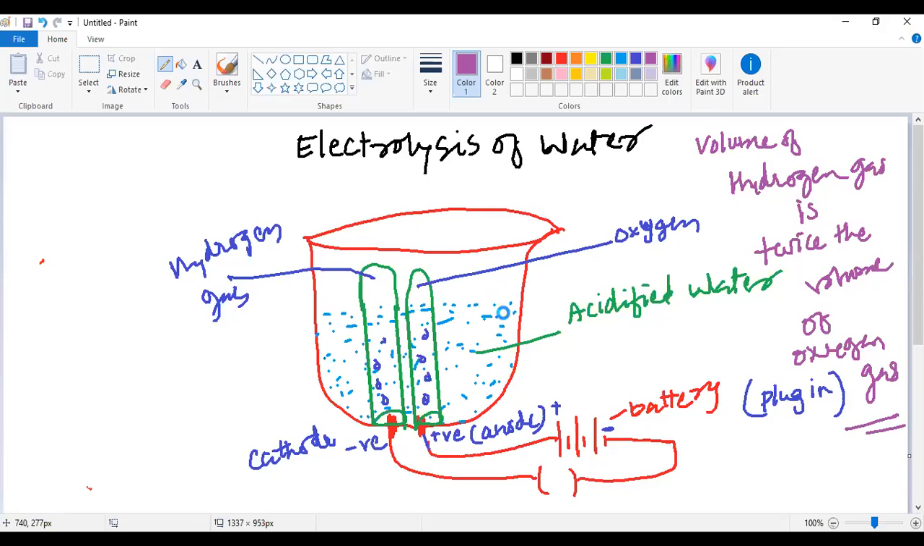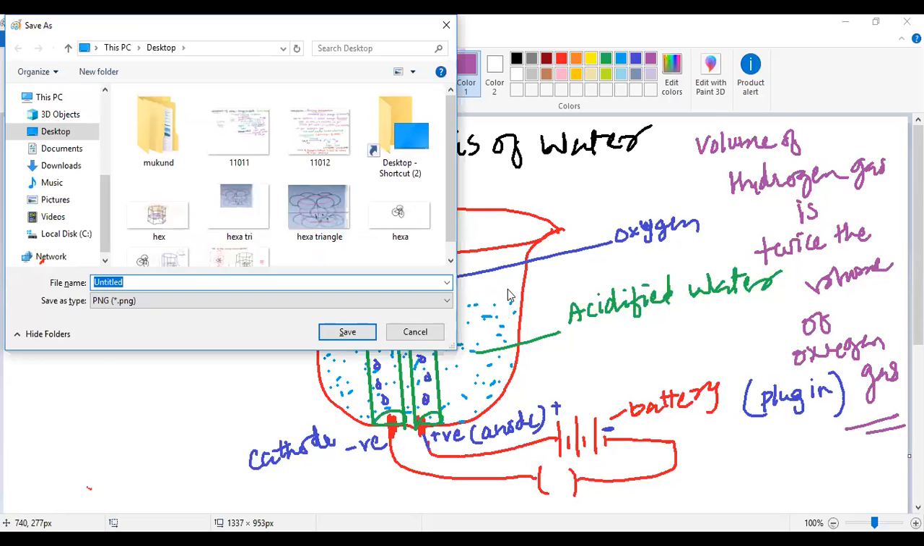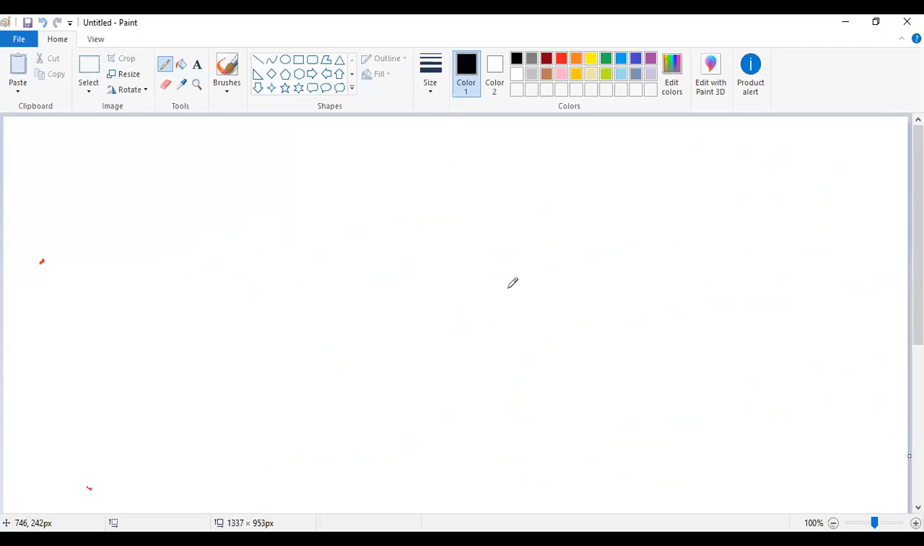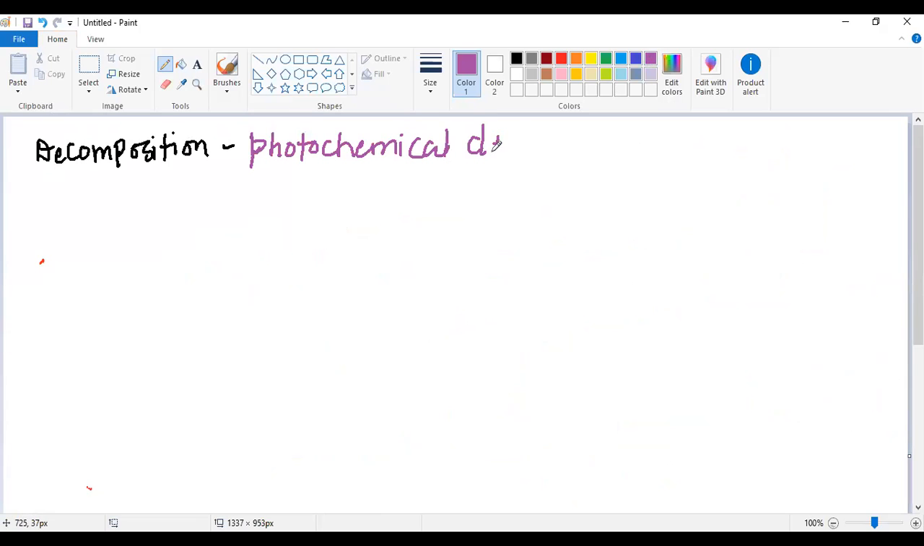Now, my dear students, we are going to study a new type of decomposition, which is known as photochemical decomposition. So let us study this new type of decomposition, my dear students. The new type of decomposition that we are going to study is known as the photochemical decomposition. Photochemical decomposition, dear student.